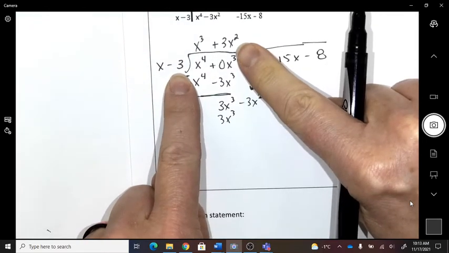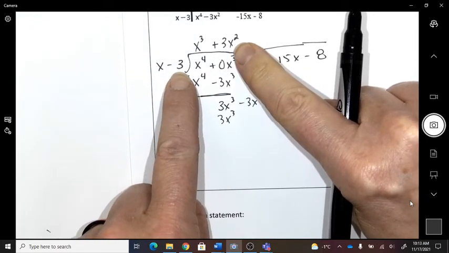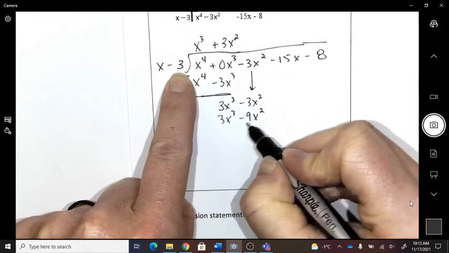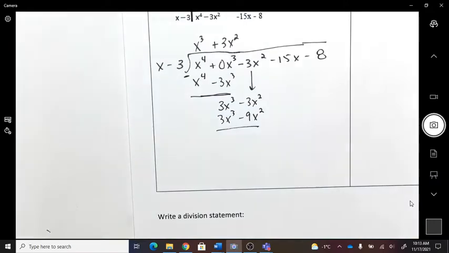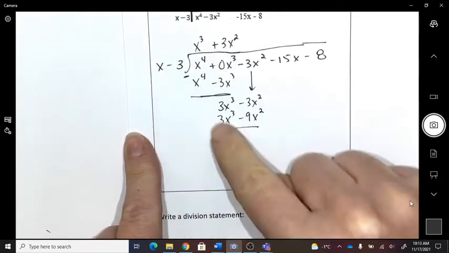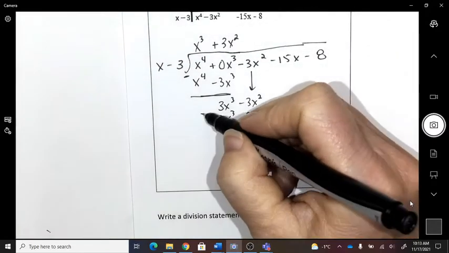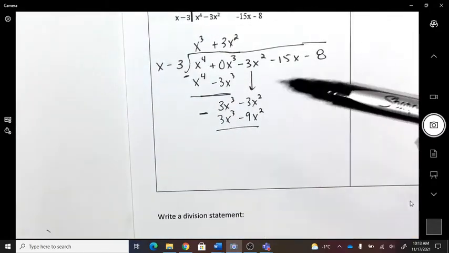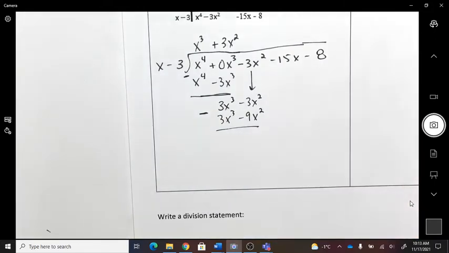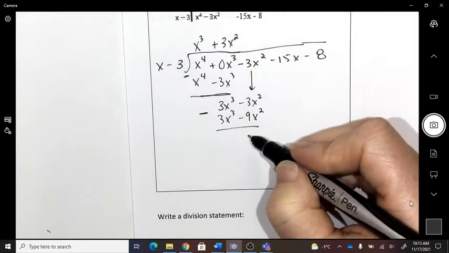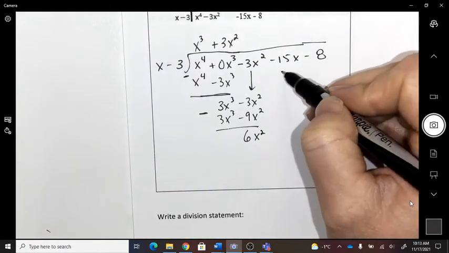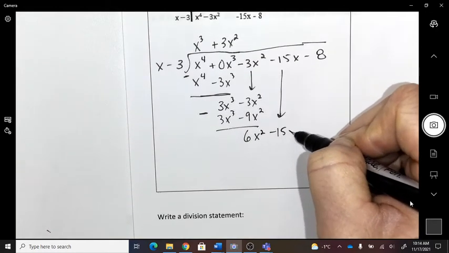And then what else here? Minus 9x squared. So you always have to times this by both things, right? Okay, so I subtract, gone. What happens with a negative 3 subtract a negative 9? You get a positive 6. Okay, keep repeating, bring that down.